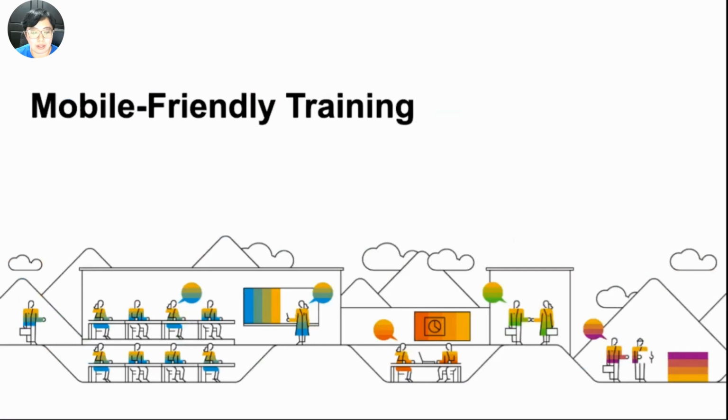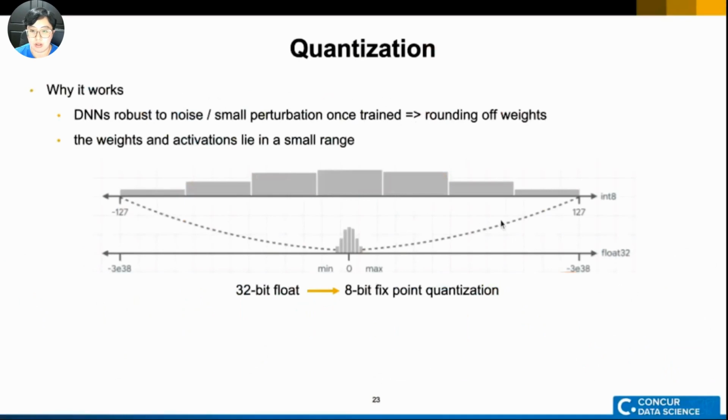Now we see how to make the training faster. Let's see how to make it mobile friendly as well. First, I want to introduce the concept of quantization. It simply means to quantize all the weights from 32-bit floats to 8-bit ints.